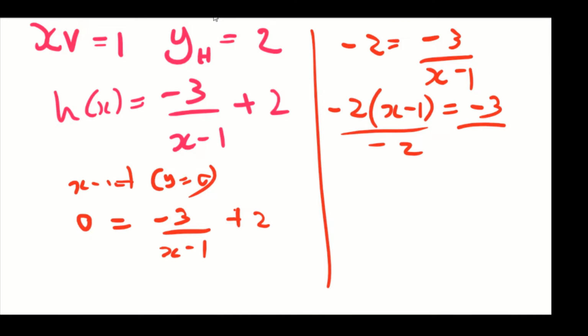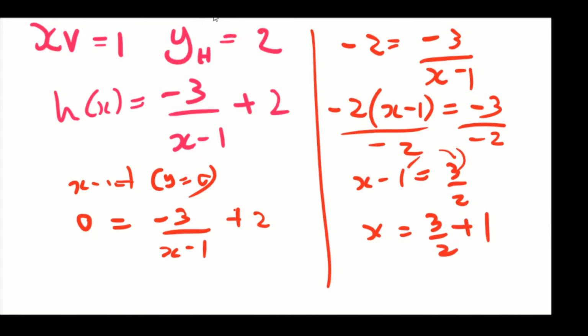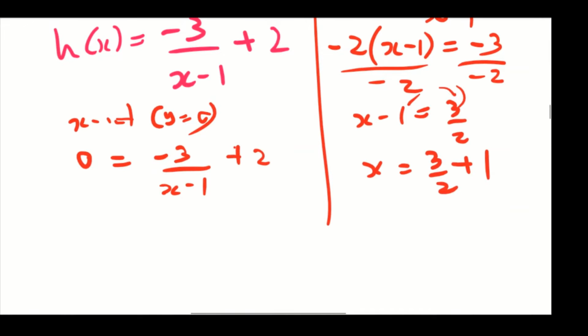Divide by minus 2 on both sides, we have x minus 1 is equal to 3 over 2. Transpose the 1 to the other side, you have x equals 3 over 2 plus 1, right? So we're going to have x equals 5 over 2. So this is your x-intercept, 5 over 2 and 0.